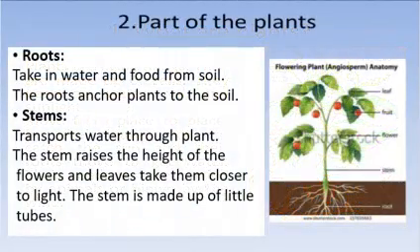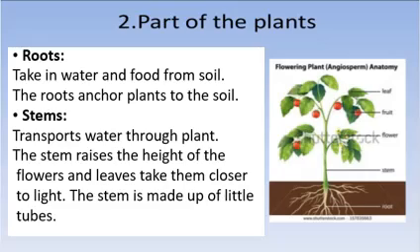Parts of the plants. Look at the diagram. All the parts are visible over here. Root, stem, flower, fruits and leaves. Roots take in water and food from the soil. The roots anchor plants to the soil. The stem transports water through the plant.